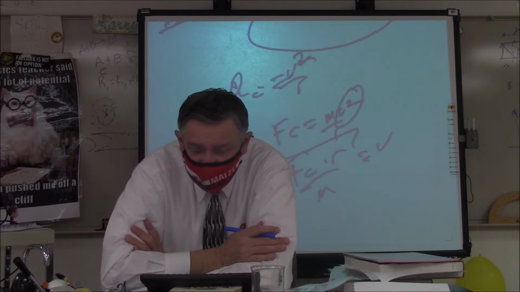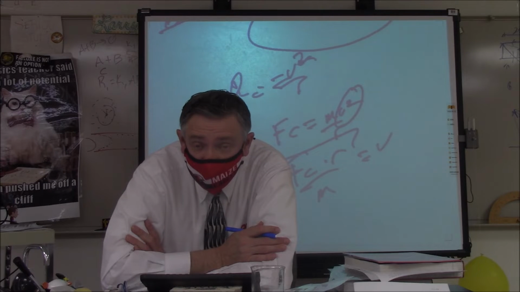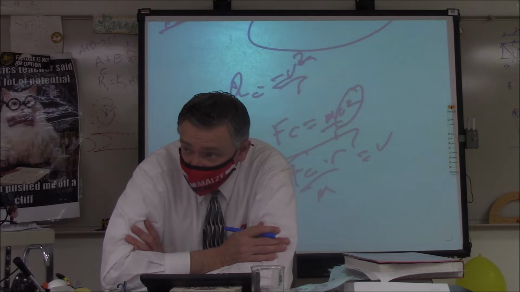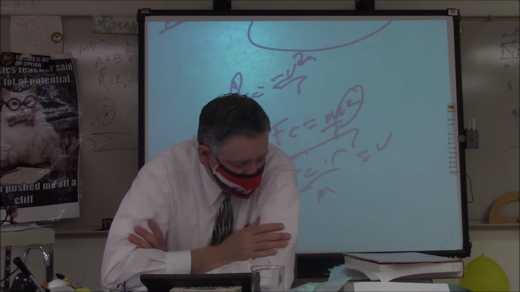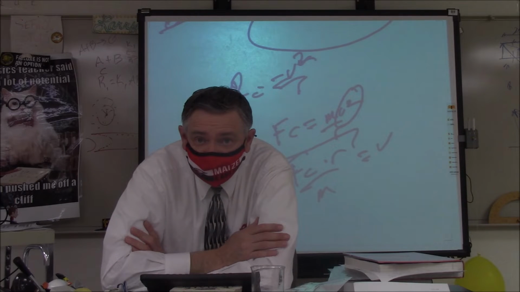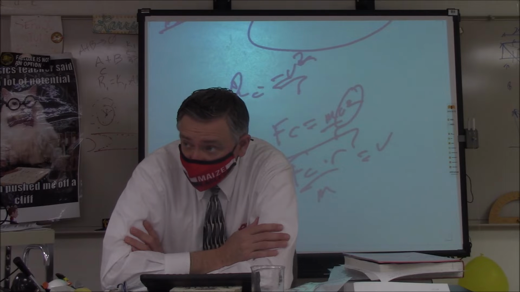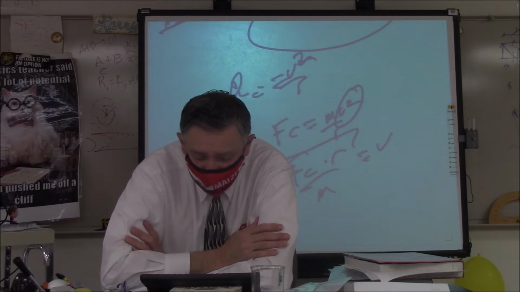And your answer to number 7 should be a pretty small number for the centripetal acceleration of the Earth as we fall around the sun. Okay, are we good? Once, twice, sold?